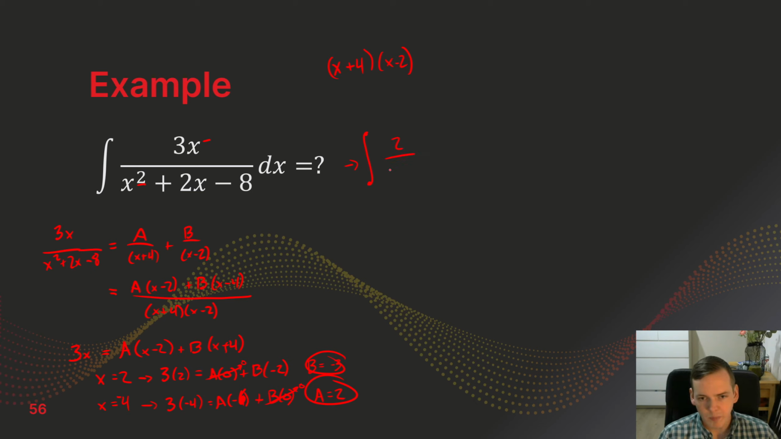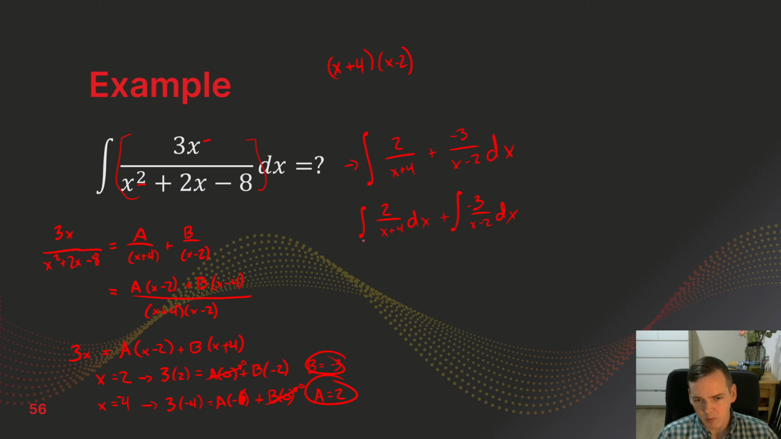So now we've got our A and B, so that means this integral is also equal to the integral of 2 over x plus 4 plus negative 3 over x minus 2 dx. All that we've done so far is partial fraction decomposition to rewrite our function as a sum of simpler functions. Then we can break that up: the integral of 2 over x plus 4 dx plus the integral of negative 3 over x minus 2 dx.